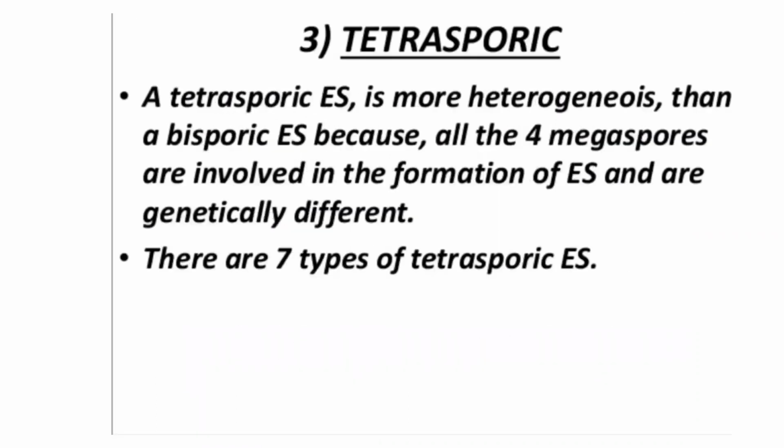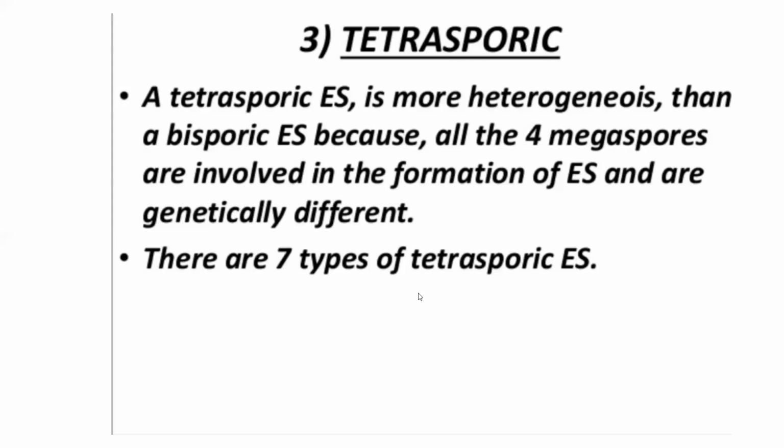Almost to the end. Next is the tetrasporic type. So in the tetrasporic type, the nucleus of the megaspore mother cell undergoes the meiotic division, and 4 haploid nuclei are formed. All these 4 nuclei take part in the development of the embryo sac. So that's why this is known as the tetrasporic type. The arrangement of the 4 nuclei differs from one type to another.